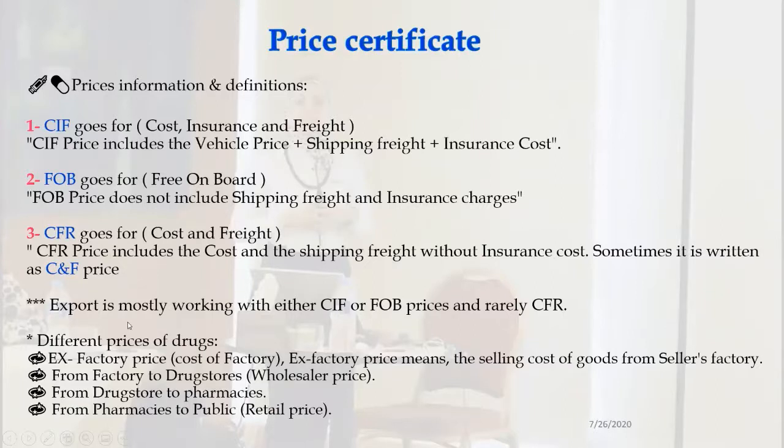As well, we can include in the price certificate the ex-factory price, which is the cost at the factory, meaning the selling cost of goods from the seller's factory. In some cases, the health authorities ask to include the wholesale price, which is the price from the factory to drugstores, the price from the drugstore to pharmacies, and the price from pharmacies to the public, which means the retail price. The common export prices, which are commonly and globally used, are the CIF and FOB prices. Rarely do we use the C&F price.